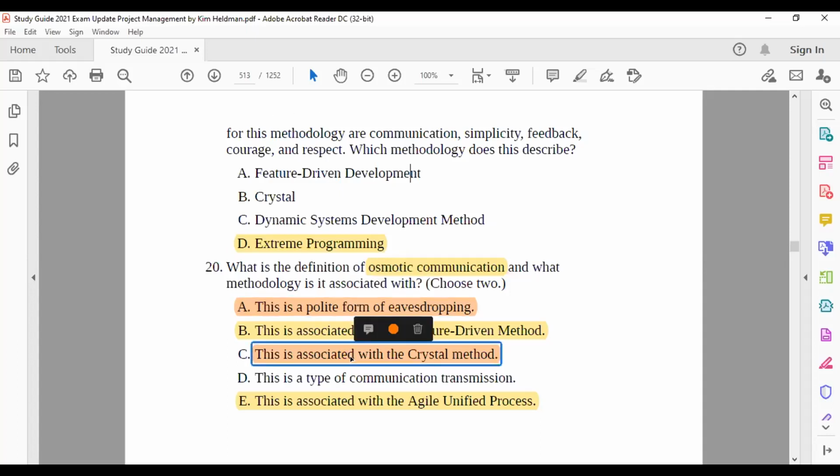So yes, A and C are the right answers. Good. We have finished the whole chapter. Thank you very much.